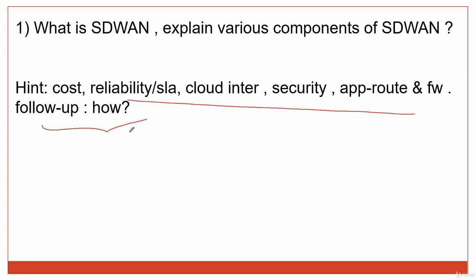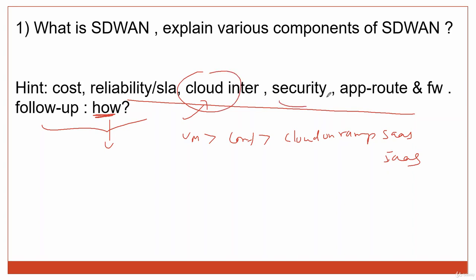Obviously, when the "how" question comes, that means the interviewer wants to go deep inside your knowledge. Say, for example, if you are creating a cloud-related policy, you should go to vManage, go to configuration, and then you will get options related to Cloud onRamp for SaaS and Cloud onRamp for IaaS, infrastructure as a service.